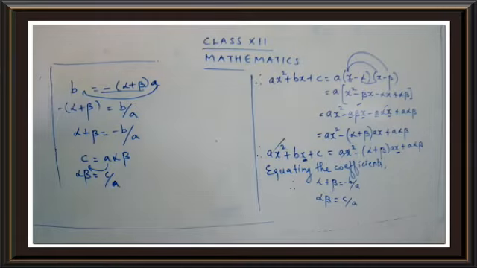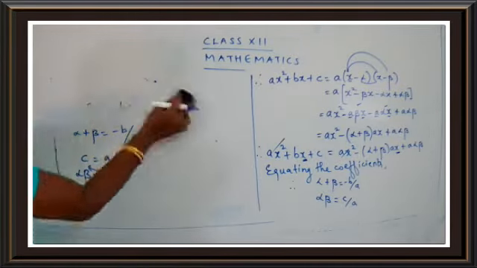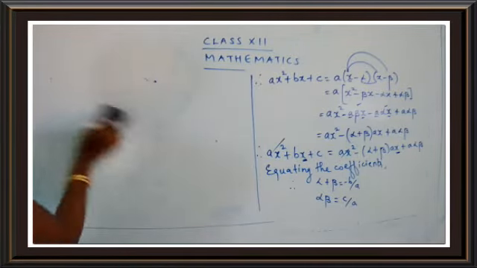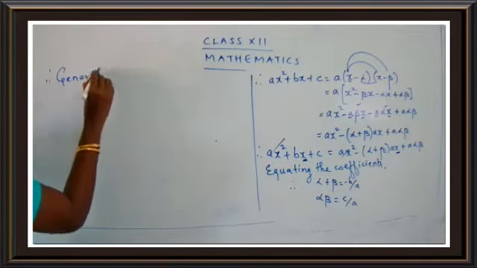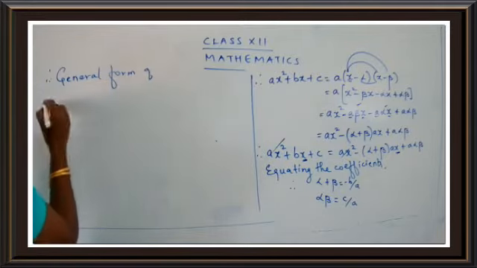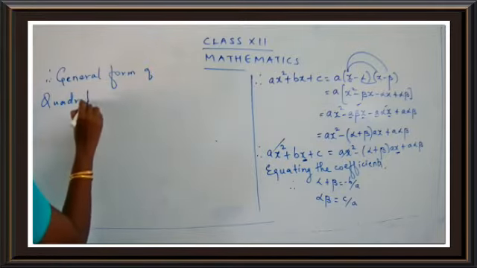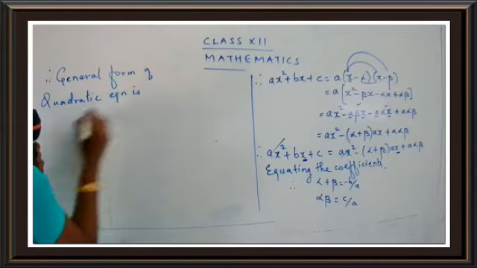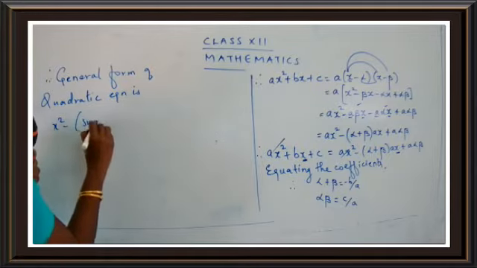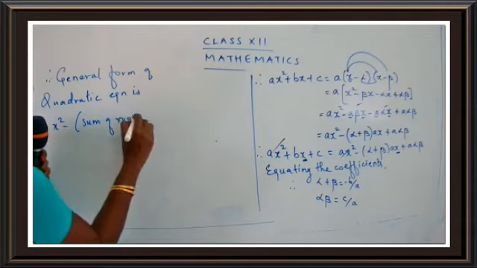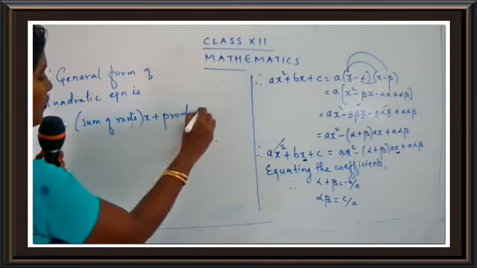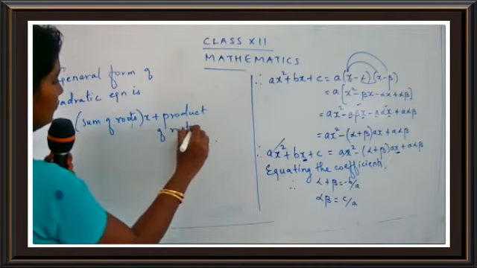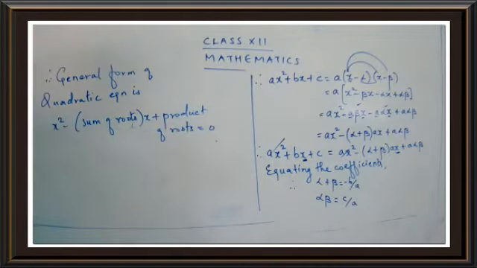So what is the general form of the quadratic equation? Write down here, therefore, general form of quadratic equation is x square minus sum of roots the whole x plus product of roots is equal to 0. This is the general form that you have to use for a quadratic equation.